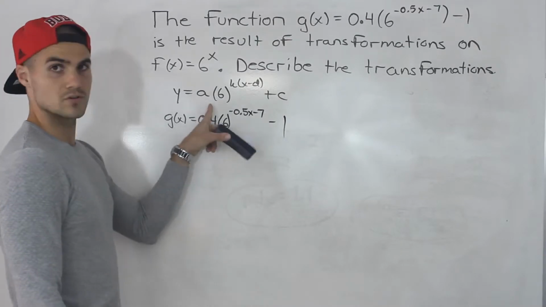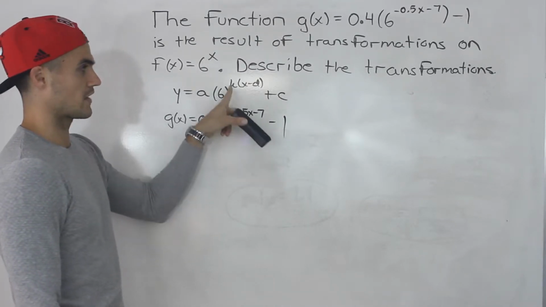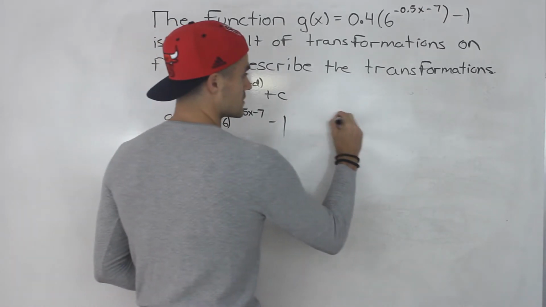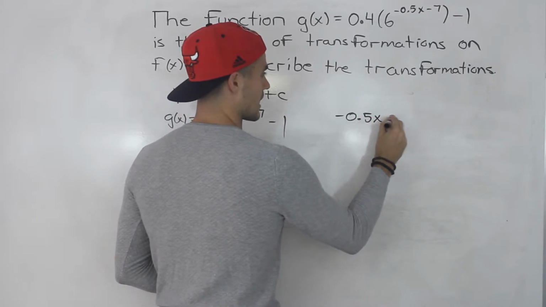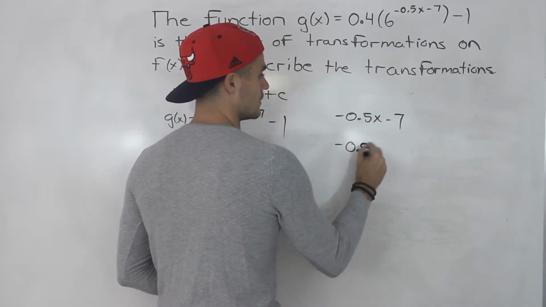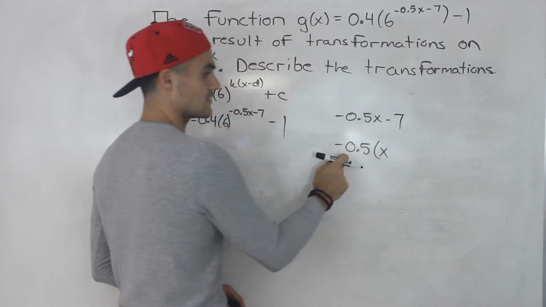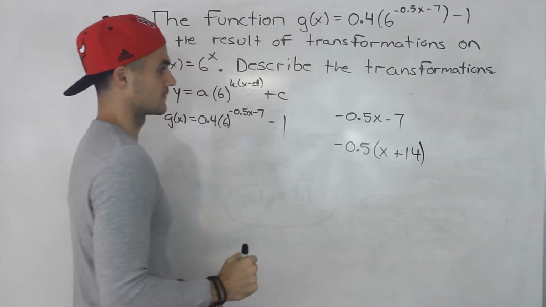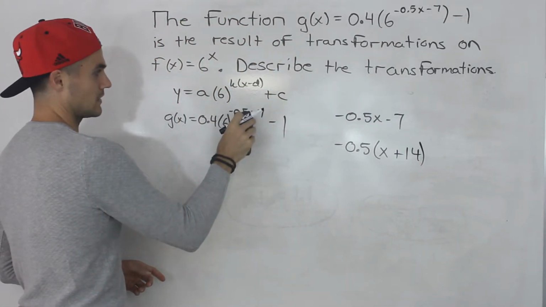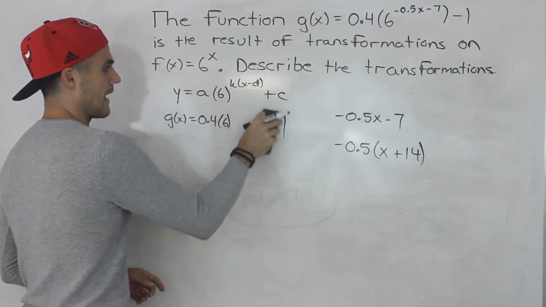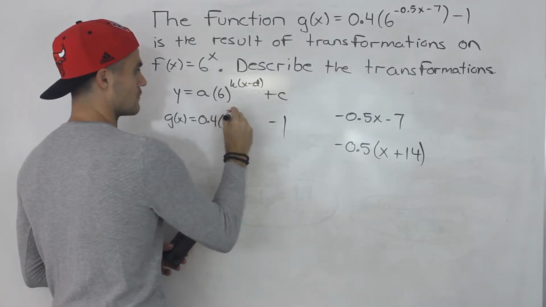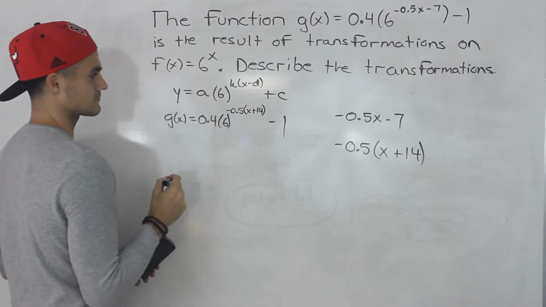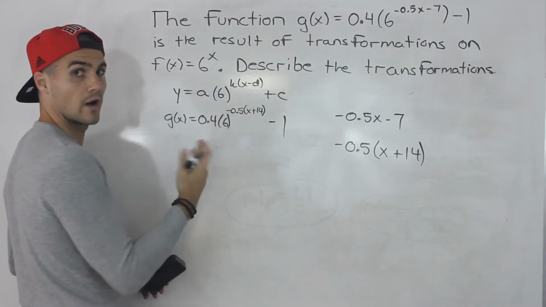Now notice that this is almost in this format except for the exponent. Remember, the k value has to be factored out, it has to be by itself, and the x value has to be by itself. So if we do that factoring here on the side, if we take out negative 0.5, we'll be left with an x here, and then negative 7 divided by negative 0.5 gives us positive 14. Right, so we could rewrite that exponent, negative 0.5x minus 7, as negative 0.5 bracket x plus 14. And from here we could list out what the transformation values are.